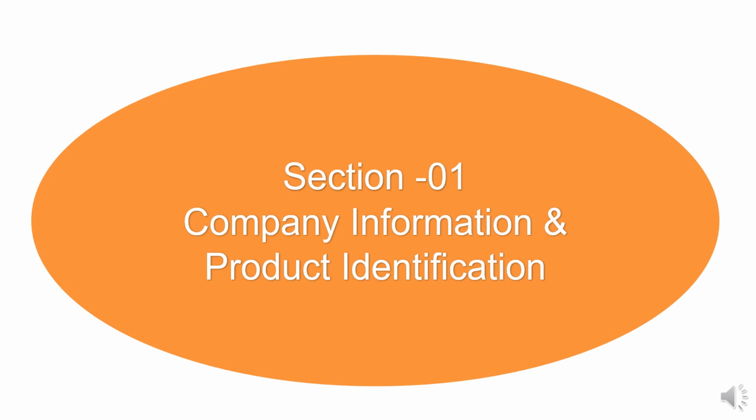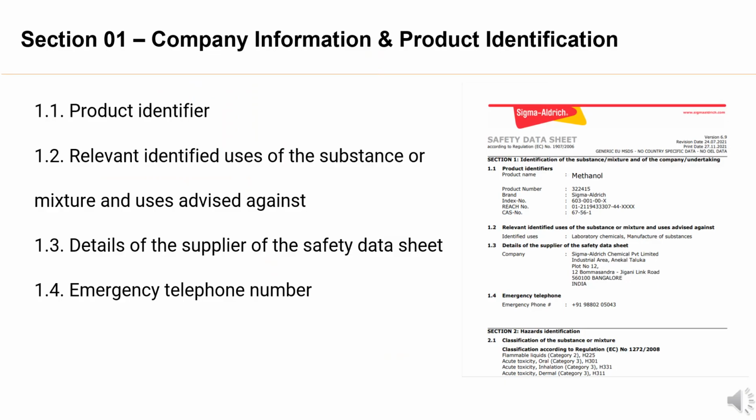Today's video is on Section 01 of the Safety Data Sheet, Company Information and Product Identification. The Globally Harmonized System of Classification and Labeling of Chemicals contains a standard specification for safety data sheets. The SDS follows a 16-section format which is internationally agreed, and for substances especially, the SDS should be followed with an annex which contains the exposure scenarios of this particular substance.